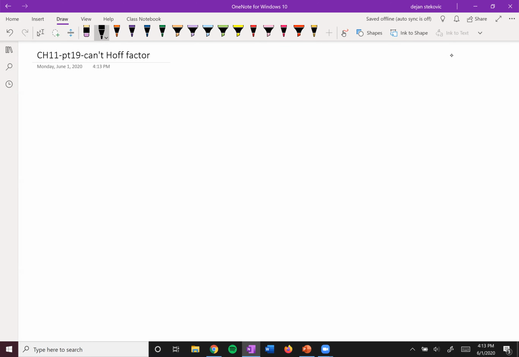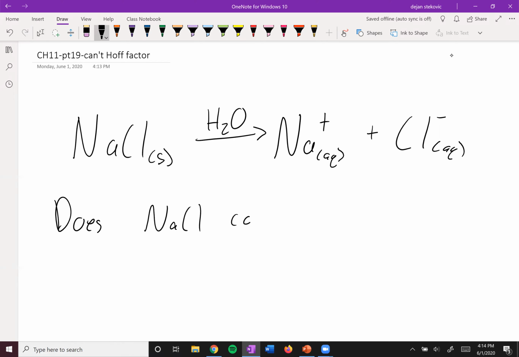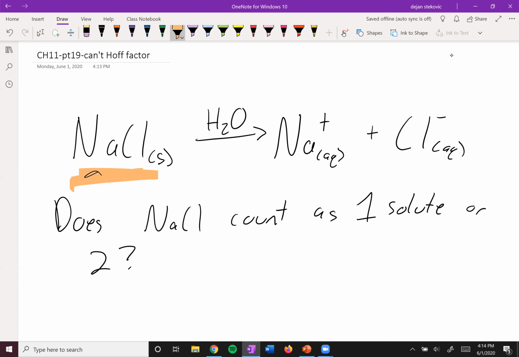All right, so combining some stuff we learned earlier with some new stuff, let's take a look at this scenario right here. So we have sodium chloride as a solid, and then we're going to dissolve it in some water. And so sodium chloride is an electrolyte, and so it will dissociate into sodium plus and chloride minus. And so the question here is, does NaCl count as one solute particle or two solute particles, right? On the left here, it looks like it's one thing, but then on the right, it looks like it's two things. So what's the truth?